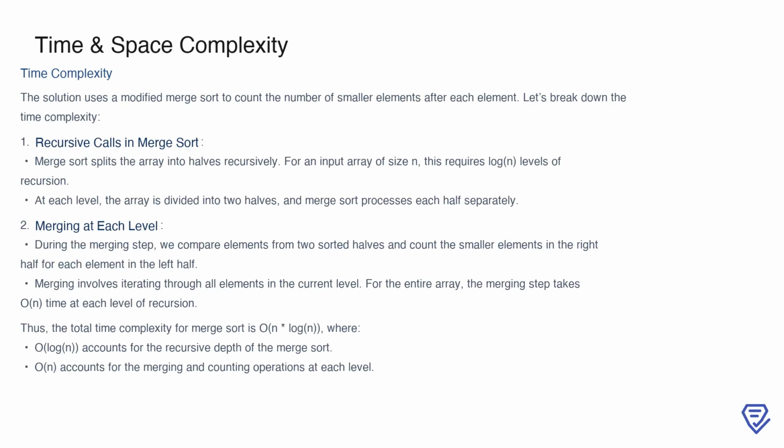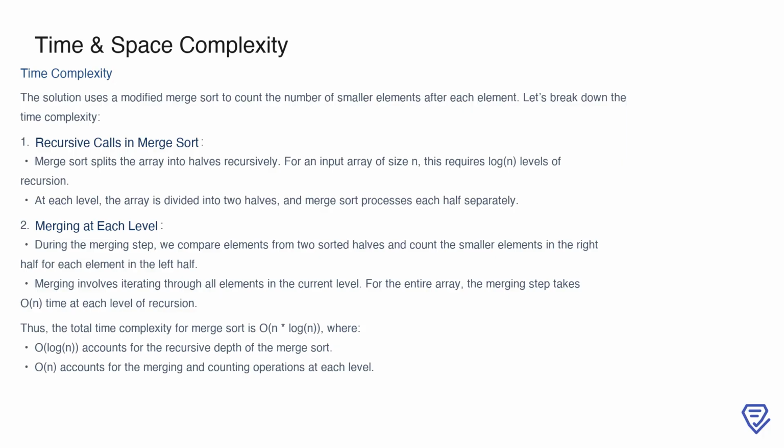When analyzing the time complexity of this solution, we start with the modified merge sort. Merge sort operates by recursively dividing the array into smaller halves until each subarray contains a single element. For an input array of size n, this division process creates log n levels of recursion. At each level of recursion, the algorithm processes the two halves of the array independently.